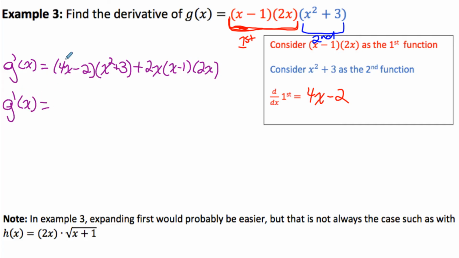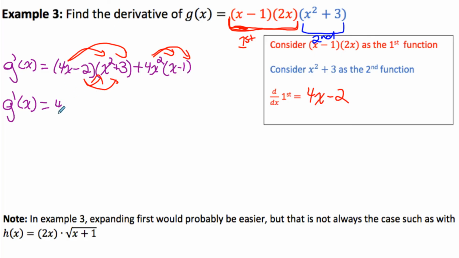So g prime of x equals, let me expand this out. I'll do my multiplying. 2x times 2x, that's 4x squared. On this first line, instead of having a 2x times a 2x, which you could do on a separate line, I'm just going to put a 4x squared here, and then distribute that 4x squared to the x and the negative 1. So let me do all of that multiplying.